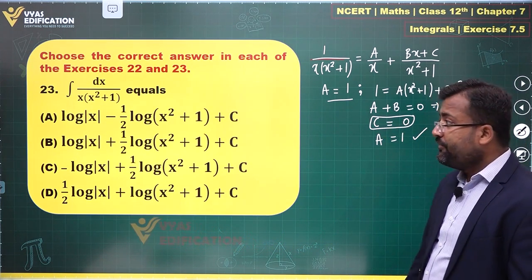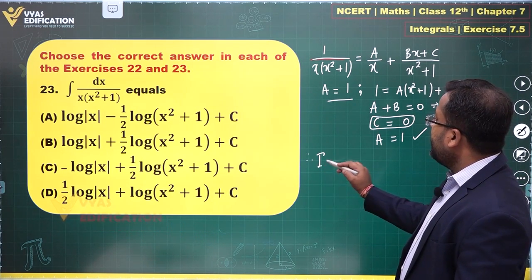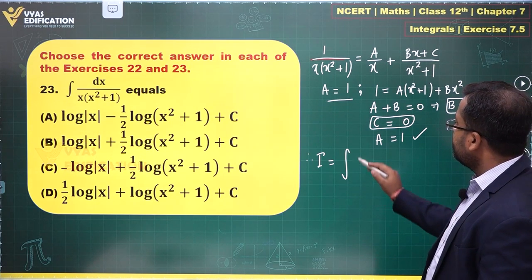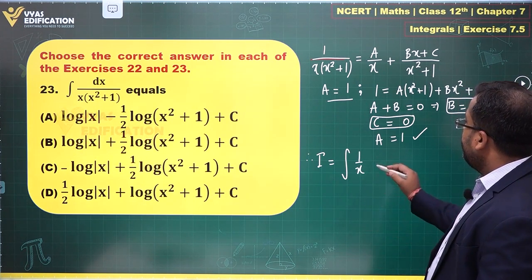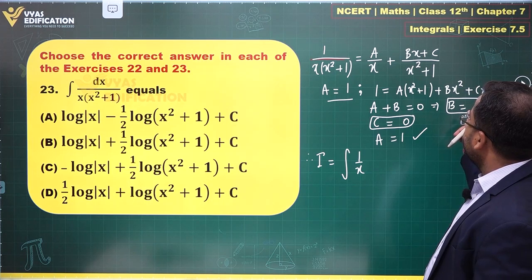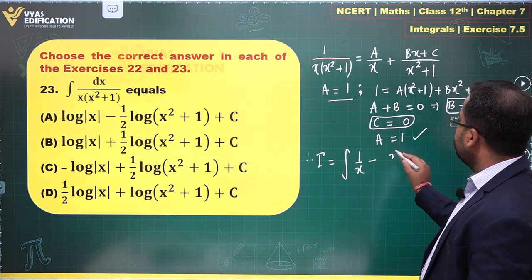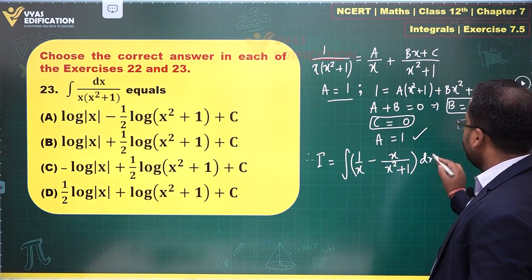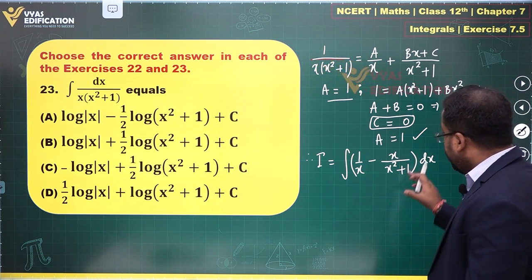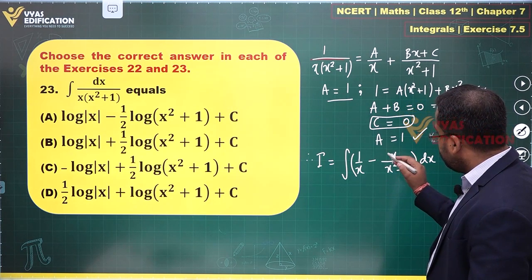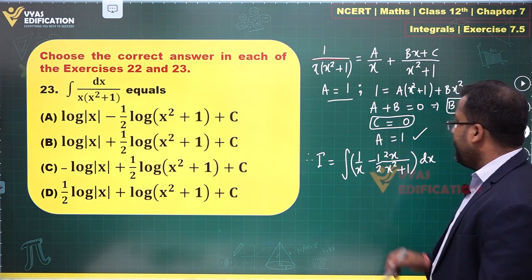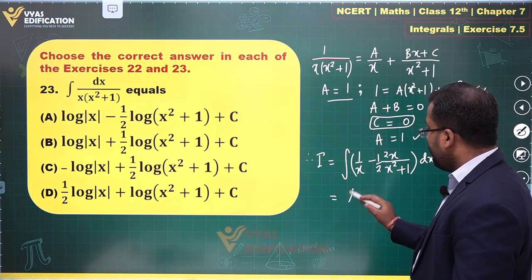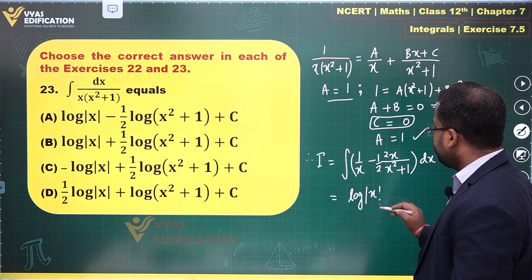Therefore, the integral I becomes equal to the integral of this whole expression, which is 1 upon x, then bx plus c, which is minus x, and c is gone. This is minus x upon x square plus 1 dx. Is that okay? Yes. So we need the derivative of this in the numerator, and the derivative of this is 2x. You multiply with 2 and divide by 2. That's simple, yes. So the integral of 1 by x is log mod x.